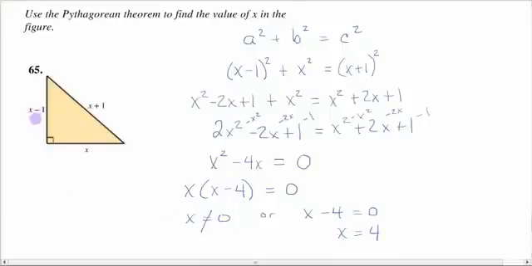So if this is 4 minus 1 is 3. This is 4. And 4 plus 1 is 5. I can put that into the Pythagorean theorem. 3 squared plus 4 squared equals 5 squared. So that's 9 plus 16 equals 25. And that's true. So the value of x in the figure is 4. Remember, it asks us to find the value of x in the figure.